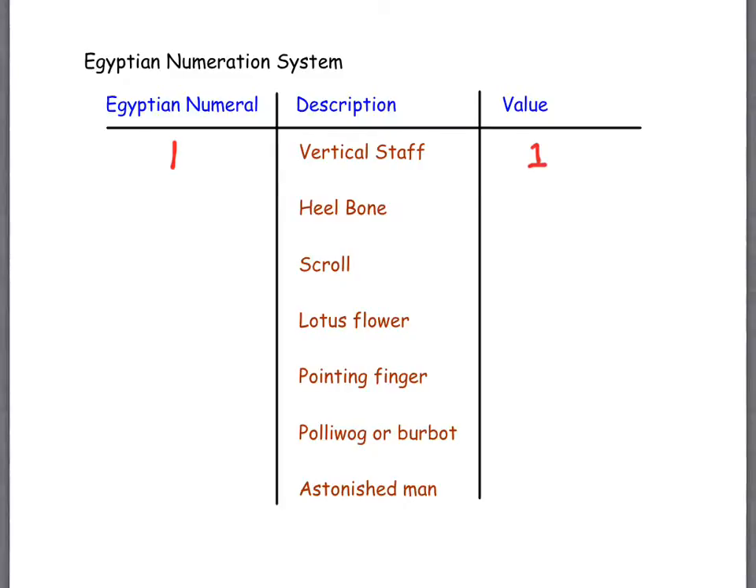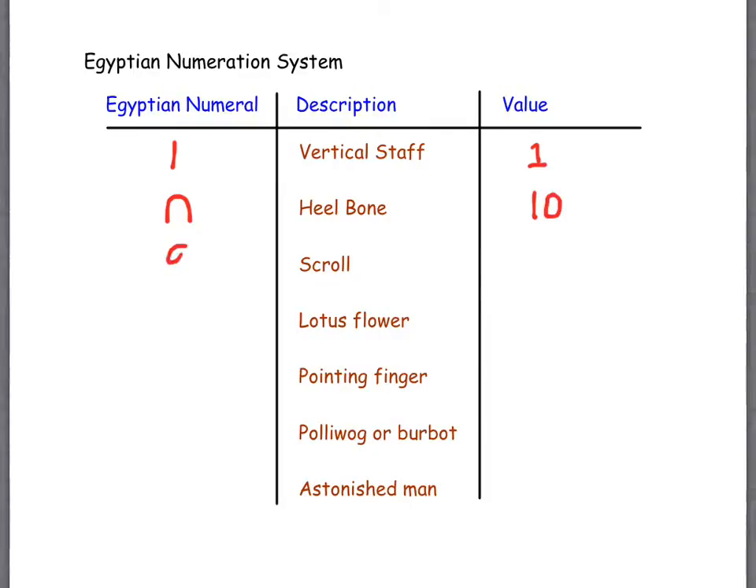Their next numeral is what we're going to refer to as a heel bone. It looks like this, kind of like an upside down U, and it is the value 10. So when you see a heel bone, it's the number 10. They actually have a numeral for 10. We don't have that. They do. The next one is a scroll.